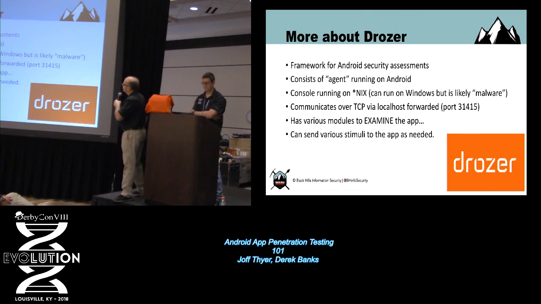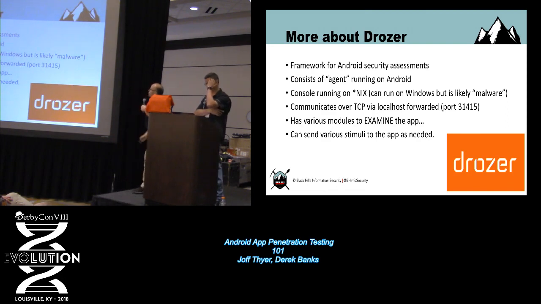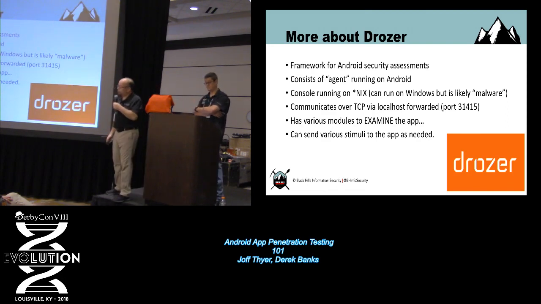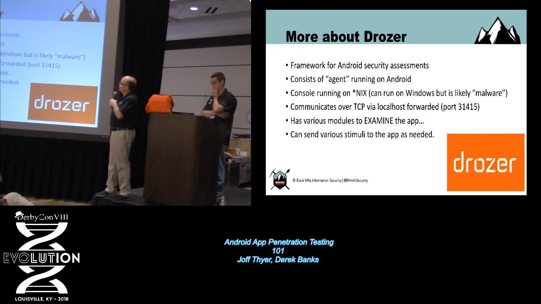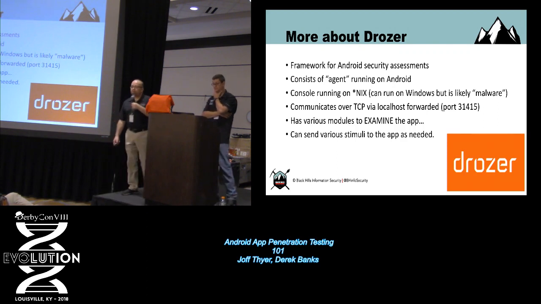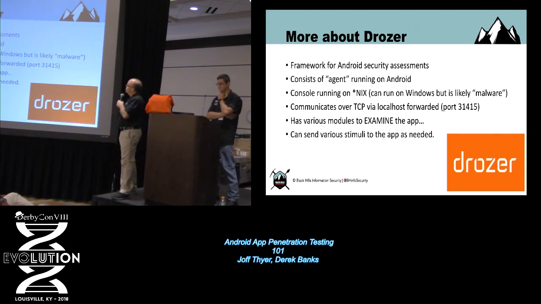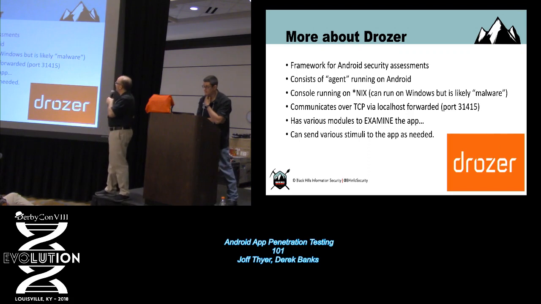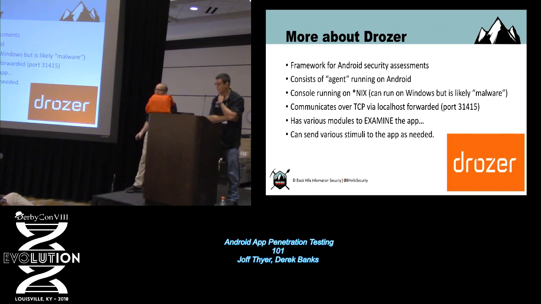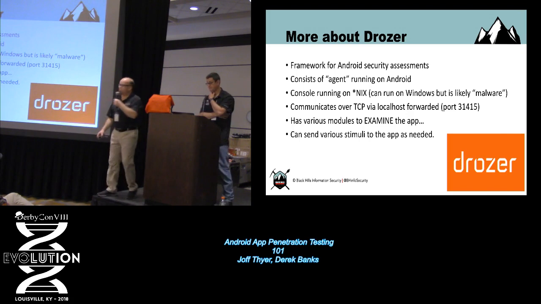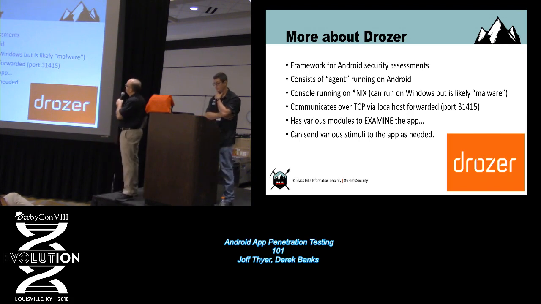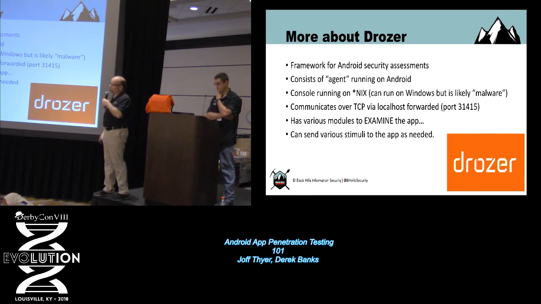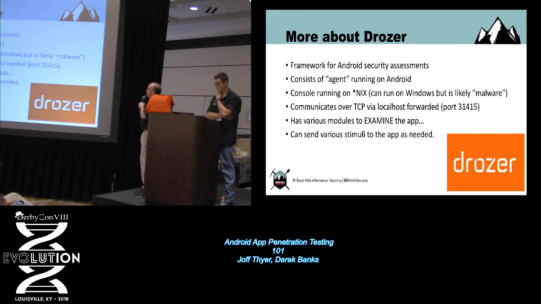Okay? What about Drozer? Drozer is our framework for Android security assessments. Drozer consists of two components. One is an agent APK file that runs on the Android itself, and the other component is a console that runs on a Unix system. Now, it can run on Windows, but it's most likely considered malware. Did you put that in? Yes, anyway, because it's considered malware. It's considered malware because Windows Defender considers everything malware these days. And it communicates over TCP via localhost, which is port forwarded, the default port, 31415, right?